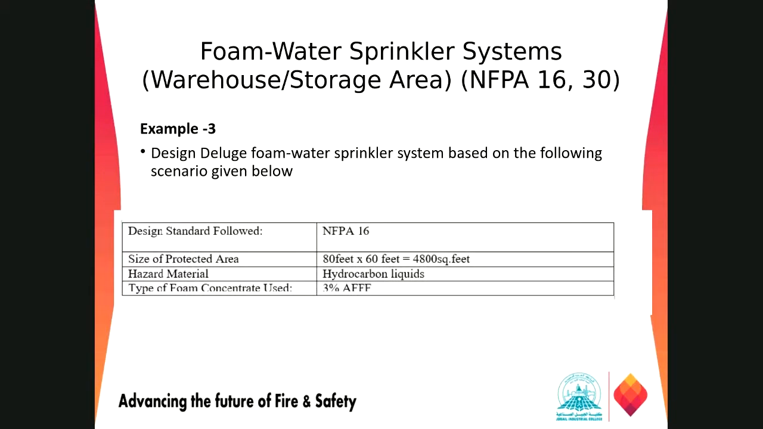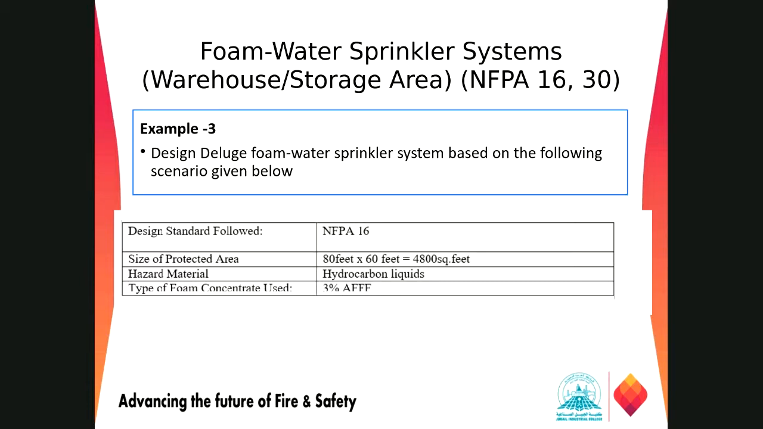Now we have the last example here for the foam solution, right? This is for a deluge foam water sprinkler system based on the following scenario. It is designed as per NFPA 16. The area is 4,800 square feet and the material is hydrocarbon liquid, and we need 3% AFFF foam based on this hydrocarbon liquid. So let's calculate the density requirement for this one.